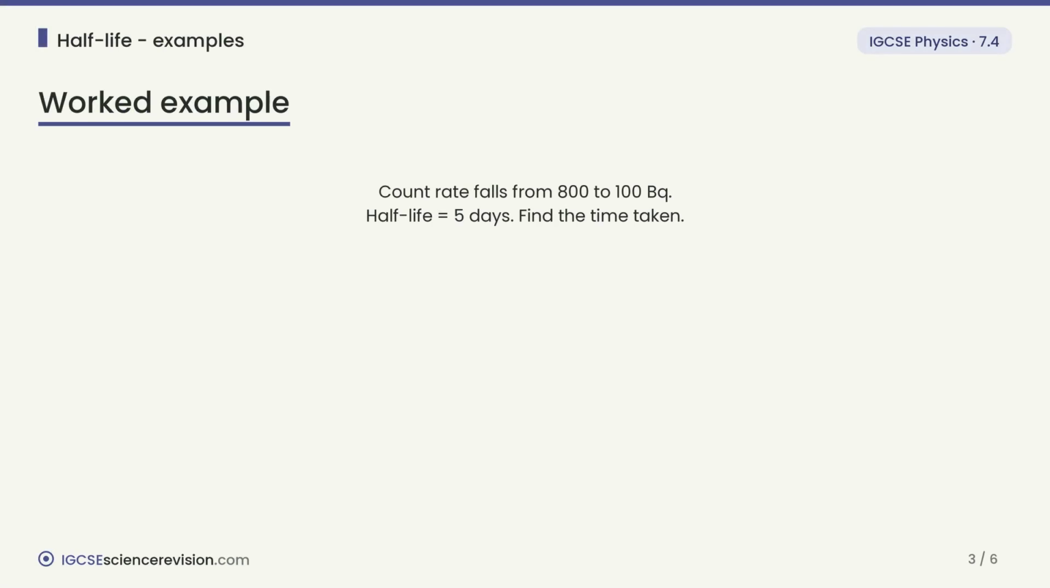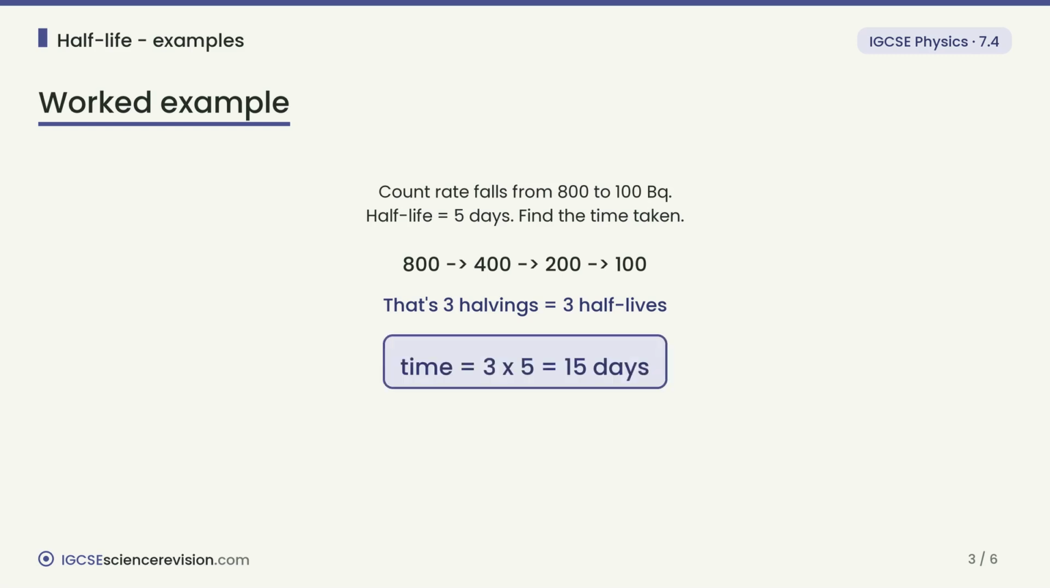Let's work one through. A count rate falls from 800 to 100 becquerels, and the half-life is 5 days. Find the time taken. Halve step by step: 800 to 400 to 200 to 100. That took 3 halvings, so 3 half-lives have passed. The total time is 3 half-lives times 5 days each, which is 15 days.